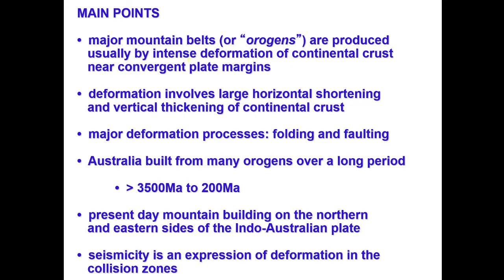So the main points: mountain belts or orogens are produced usually by intense deformation of continental crust near convergent plate margins. Deformation involves large horizontal shortening and vertical thickening of continental crust. Major deformation processes are folding and faulting. Australia was built from mini orogens over a long period of time, from God knows 4 billion years ago to relatively recent 200 million years ago, when we became a passive margin. Present-day mountain building is on the northern and eastern sides of the Indo-Australian plate; seismicity is the expression of deformation in the collision zone.